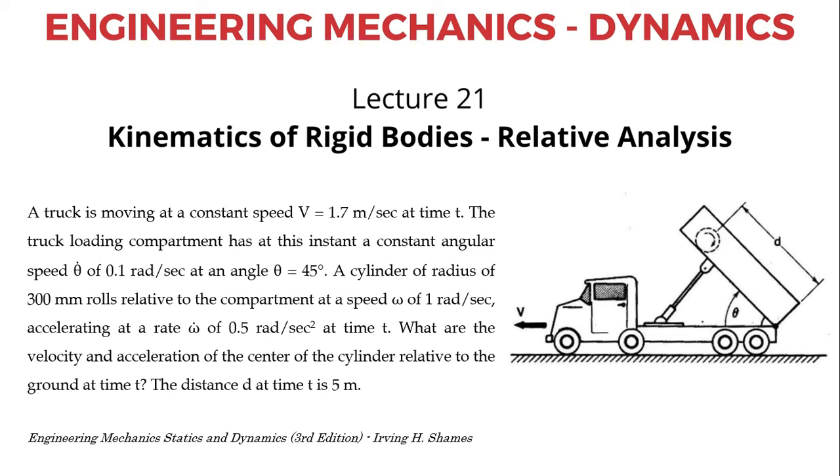A cylinder of radius 300 mm rolls relative to the compartment at a speed omega of 1 radians per second, accelerating at the rate omega dot of 0.5 radians per second square at time t. What are the velocity and acceleration of the center of the cylinder relative to the ground at time t? The distance d at time t is 5 meter.